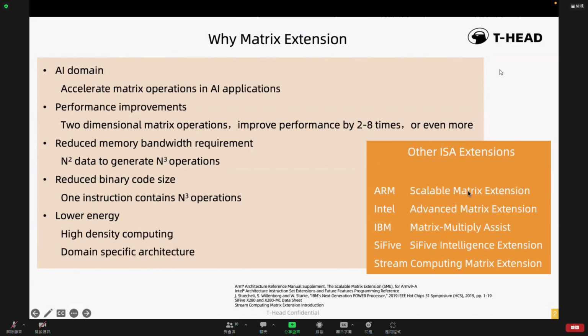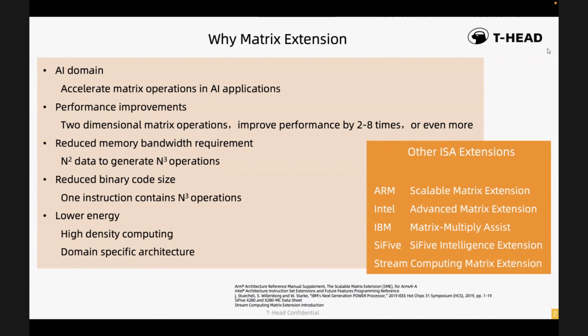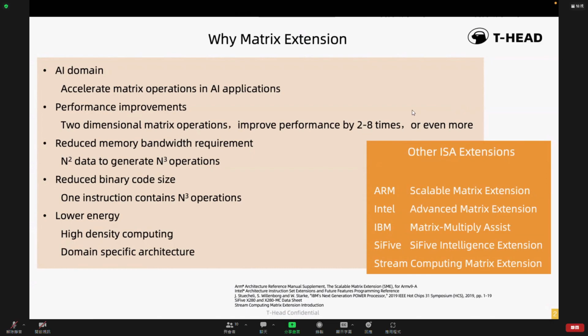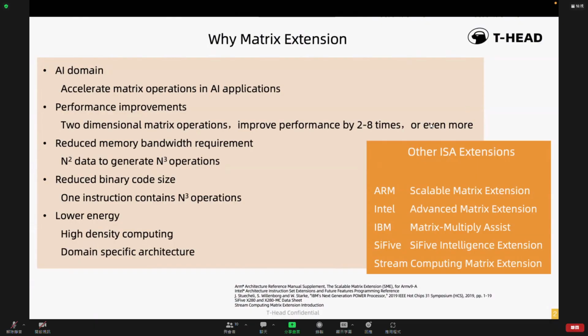Of course, other ISA developers have also noticed the advantage of matrix extension, so they have proposed their own suitable matrix extensions. For example, since the ARM version 9 architecture, ARM proposed the scalable matrix extension. Intel released their advanced matrix extension in 2021. IBM also has their matrix multiplication extension in the Power 10 architecture.